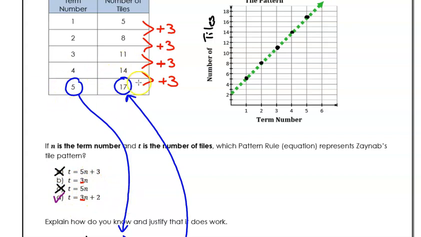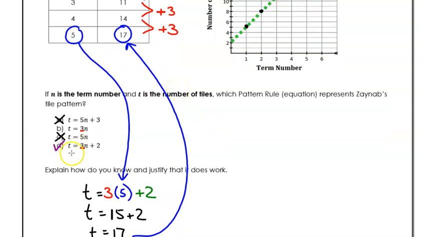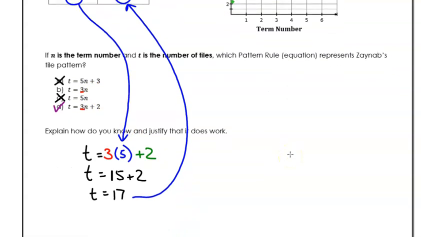Or we can use the table of values to do a quick check with a group of answers. And so if I use the pattern rule, we're going to take the 3 times the term number, which is 5, see right here, and you're going to get 15. But the answer for the number of tiles should be 17. If you just multiply 3 and 5, you're going to get a 15, not a 17. So you have to put a +2 into your pattern rule. That's how I know that this is the right answer and this is the incorrect answer. Okay, so that's pretty much the video.